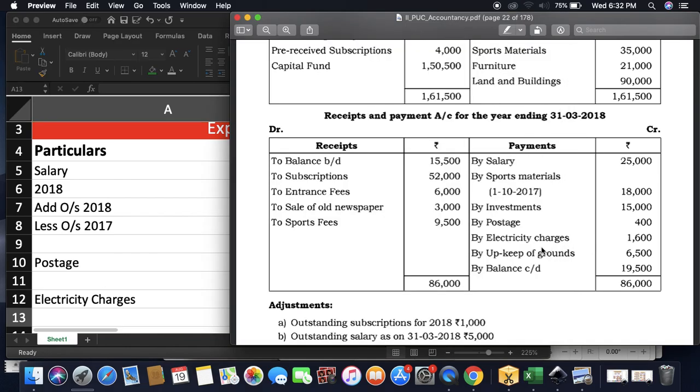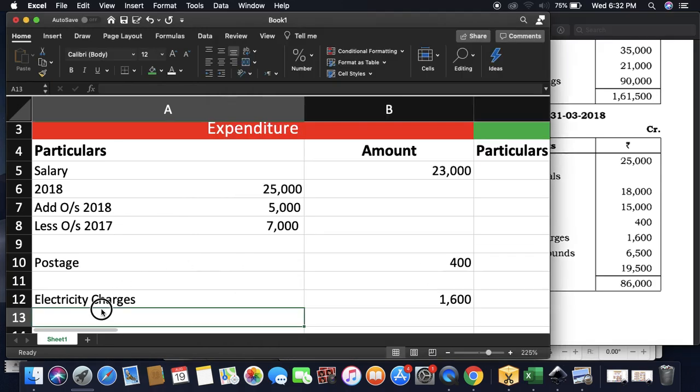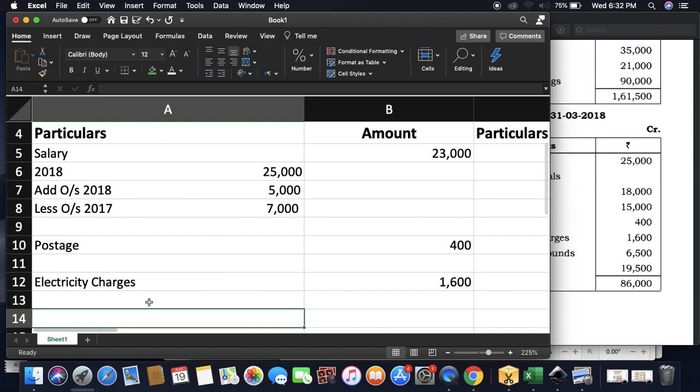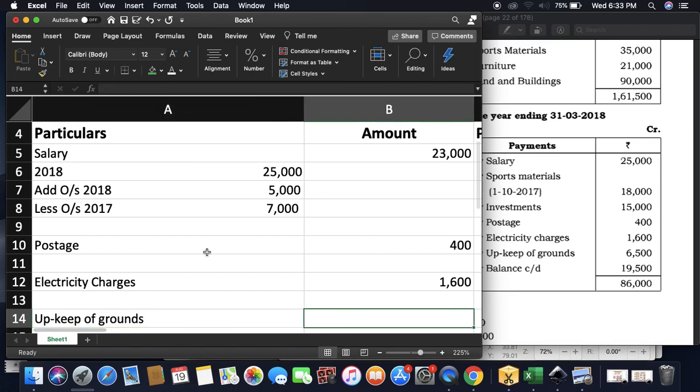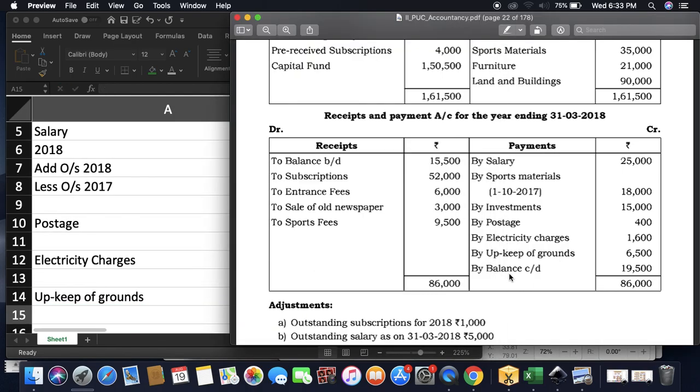And then upkeep of grounds. So these types of expenses, they are maintenance expenses. So this also will fall under revenue expense. Okay, so I'm not showing you the flow chart because it's the same thing we are doing, so I don't think there is a need for it. So let's keep up the time also. So it is 6500.